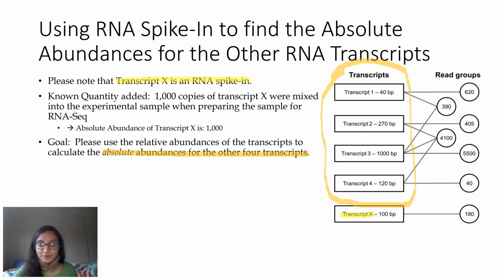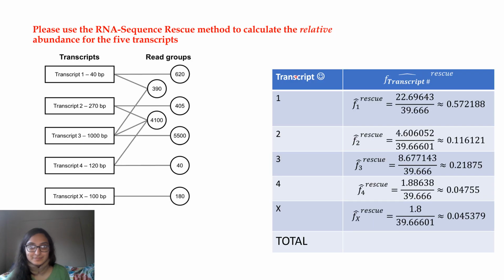So we definitely know going in that we put in 1,000 copies of transcript X. That's what we went in with, the ERCC spike-in. We bought it, and we put that into our RNA-seq experiment.